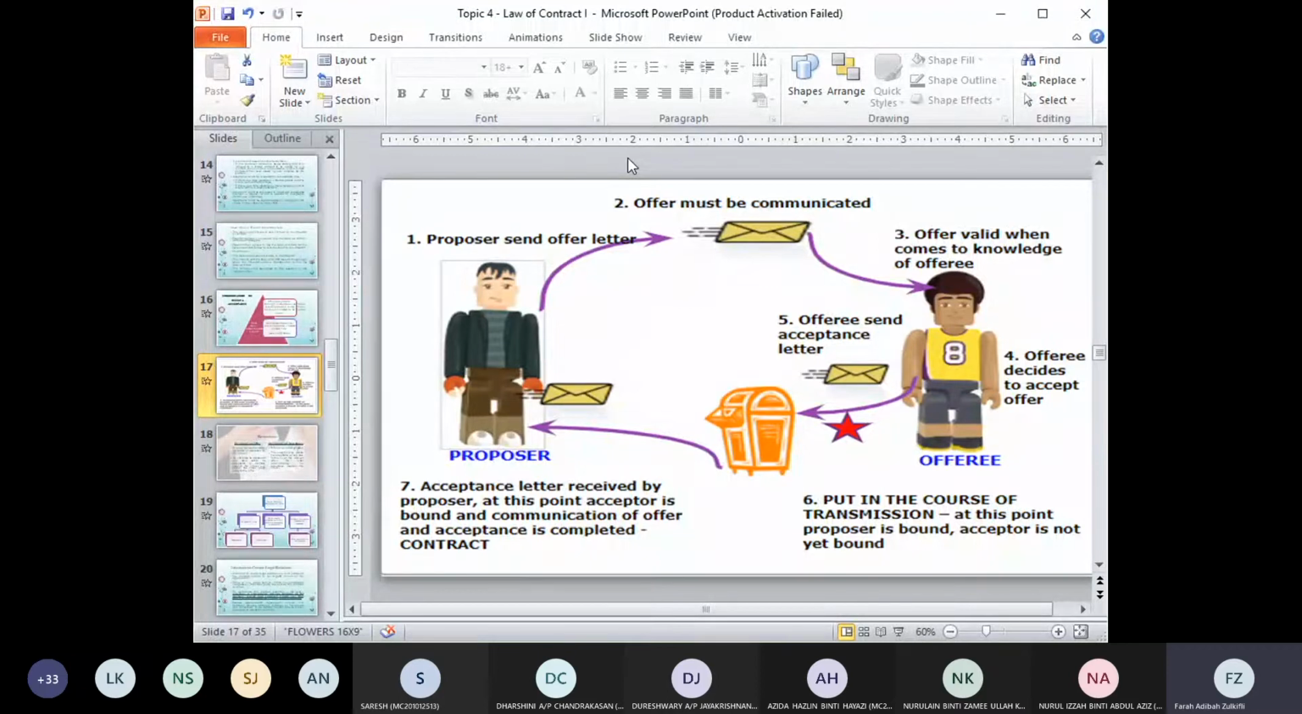confusing. So just for easy understanding, if you send an offer and the other person has not received it, you can still say, obviously, I don't want it. Because the offer is still not complete before the other person receives the offer.